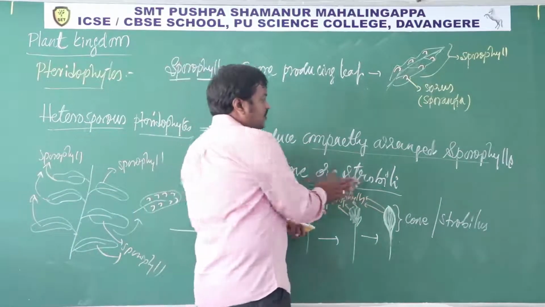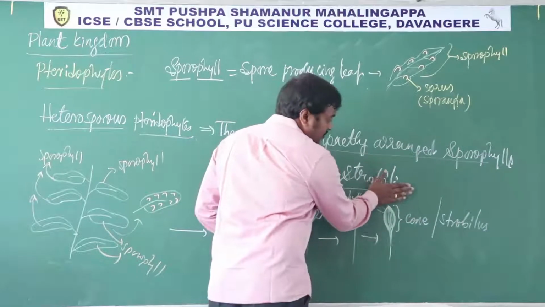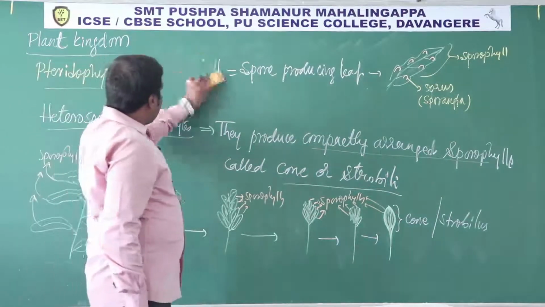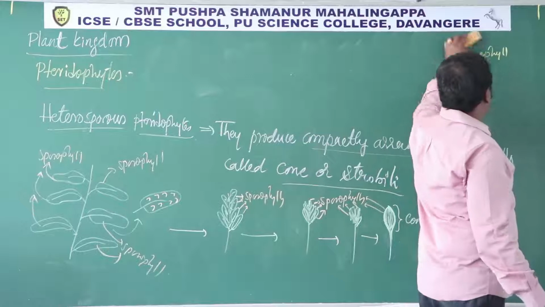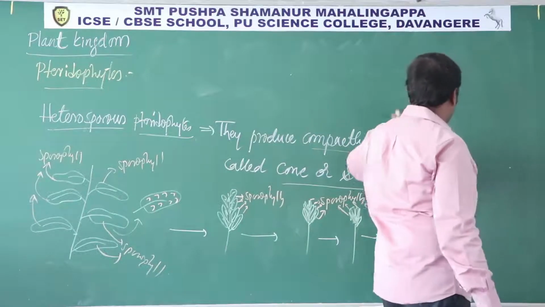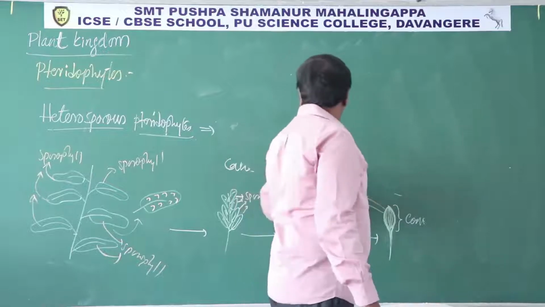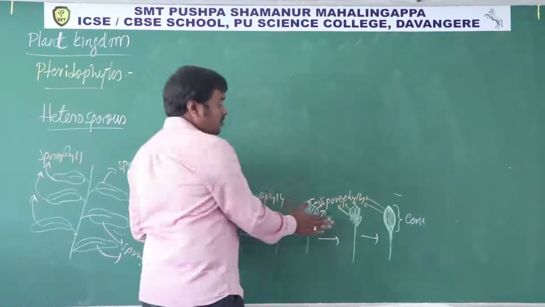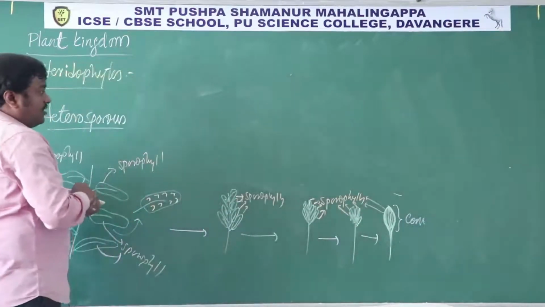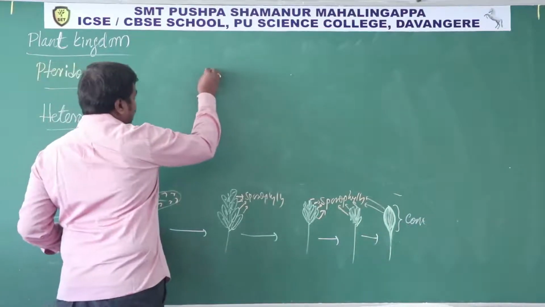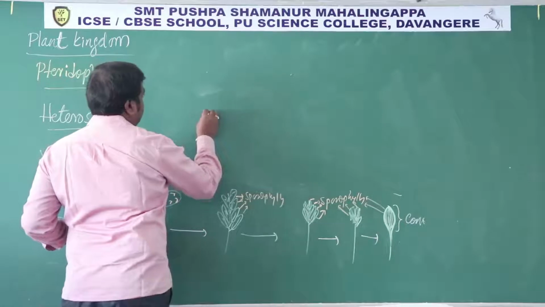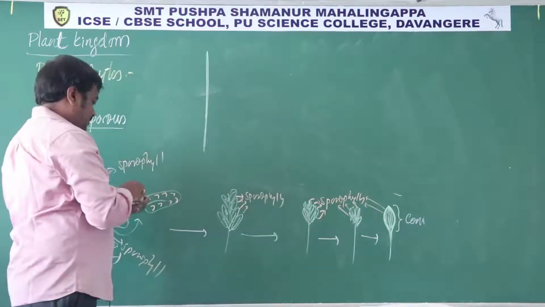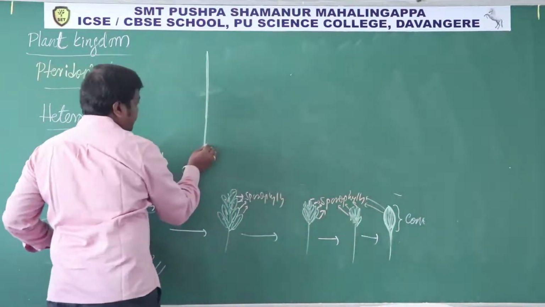Suppose you take the longitudinal section of this one, how does it look? In the last class itself, I told you examples of heterosporous pteridophytes, like Selaginella and Salvinia. Suppose we take the longitudinal section of this cone, how does it look? Let me write a little bit larger. It has a central axis, and on the central axis these leaf-like structures are there.